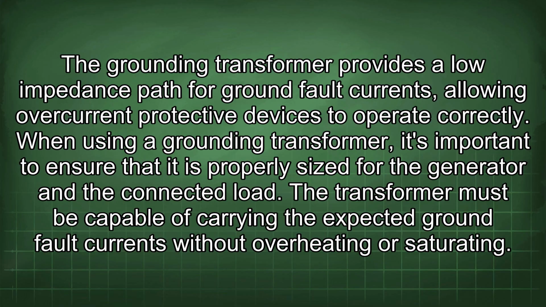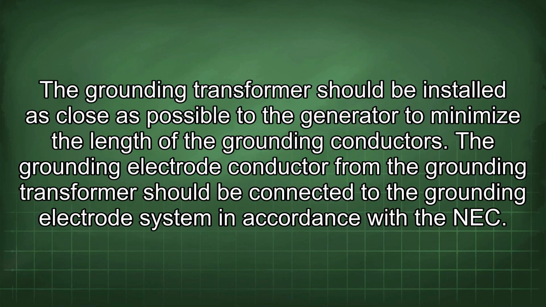When using a grounding transformer, it's important to ensure that it is properly sized for the generator and the connected load. The transformer must be capable of carrying the expected ground fault currents without overheating or saturating. The grounding transformer should be installed as close as possible to the generator to minimize the length of the grounding conductors. The grounding electrode conductor from the grounding transformer should be connected to the grounding electrode system in accordance with the NEC.